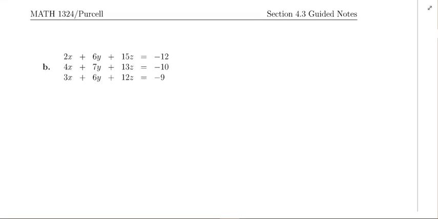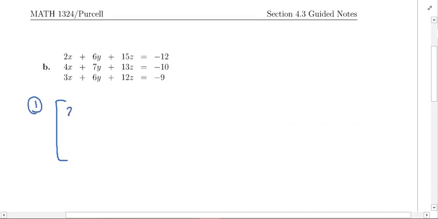Example 3b. Okay, so here's our new system of equations that we are going to attempt to solve. First thing we're going to do is put this into a matrix. So let's write this down. For our first equation, there's a 2 in front of x, 6 in front of y, 15 in front of z, and then a negative 12 on the other side of the equal sign.